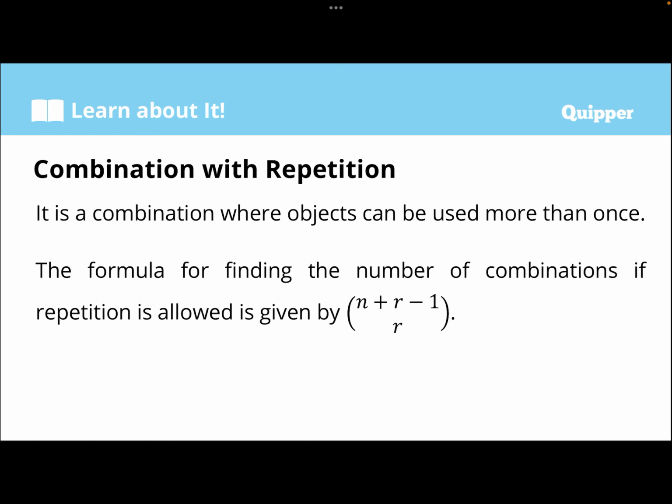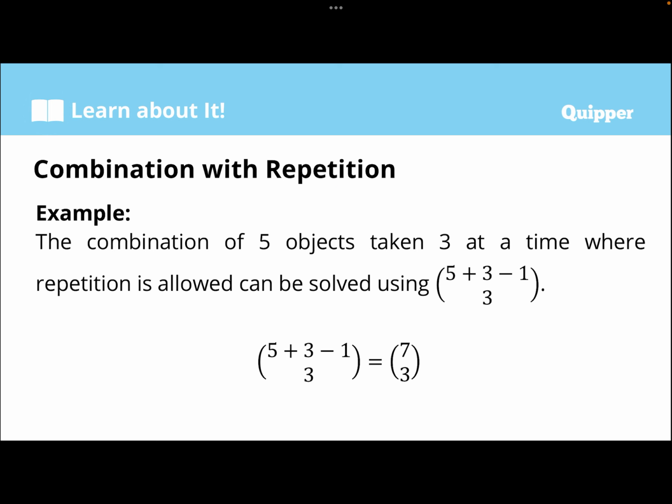Now we're talking about combination with repetition. It is a combination where objects can be used more than once. Okay? Again, combination with repetition where objects can be used more than once. So, higit pa sa isa. So, meaning to say, 2 or more. The formula for finding the number of combinations if repetition is allowed is given by the combination of n plus r minus 1, taken r.